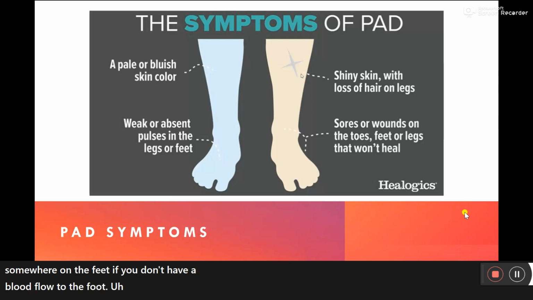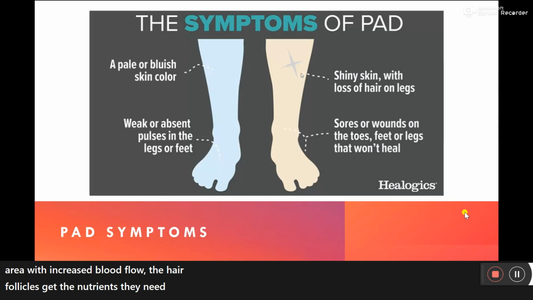Another symptom would be shiny, tight skin and loss of hair on the legs. If you think about it, hair, even the hair on our head, needs adequate perfusion. We need oxygenated blood flow in our scalp and the tissues of our head to help hair grow. And that's why you see a lot of beauticians and hairstylists promote and do scalp massages, because it's encouraging increased blood flow to that area. With increased blood flow, the hair follicles get the nutrients they need to grow.